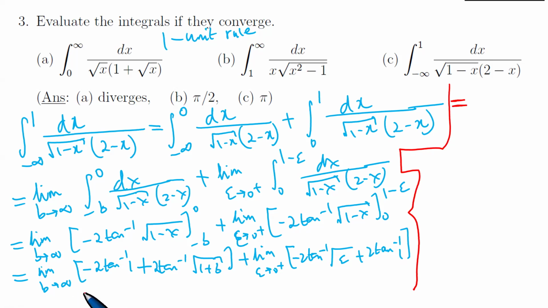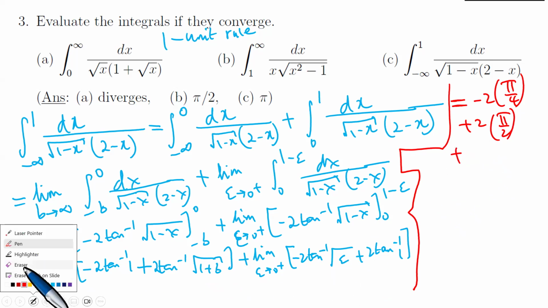Okay, if you put infinity here, what is arctan of 1? Arctan of 1 is 45 degrees using a calculator, pi over 4 radians. And if you come here now, you put infinity here, it's going to be arctan of infinity. Because if you put infinity in the place of b, it's going to be infinity plus 1, infinity. Arctan of infinity is pi over 2 radians.